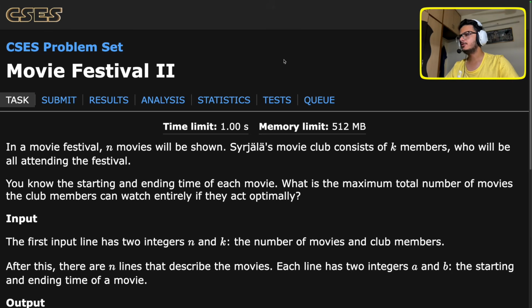If you remember the Movie Festival 1 question, this question is exactly similar to that, but in Movie Festival 1 this K was 1. The club only had one member, right? So he only had to watch all the movies, and the rule was he can watch a movie if the current movie's starting time is greater than or equal to the last movie's ending time. The same rule applies here as well. It's just that now we have K members, so K different movies can be watched at the same time, right?